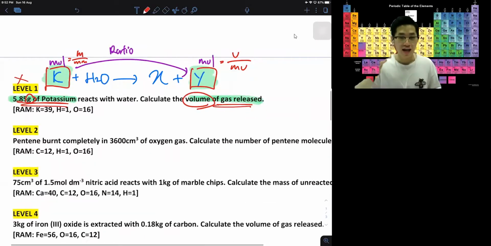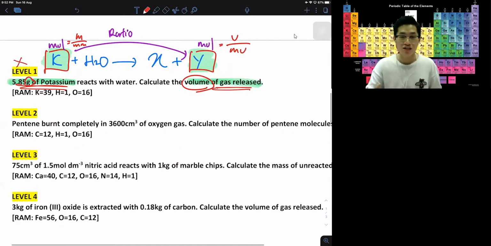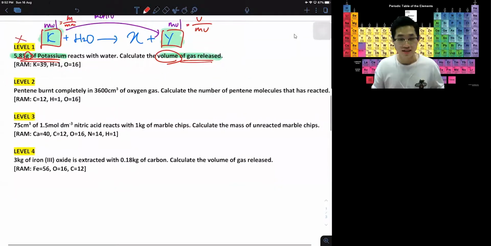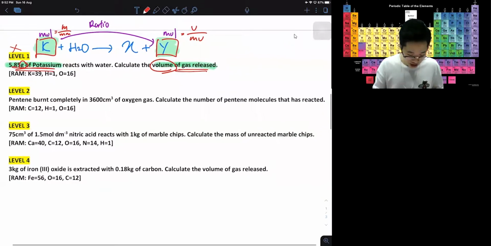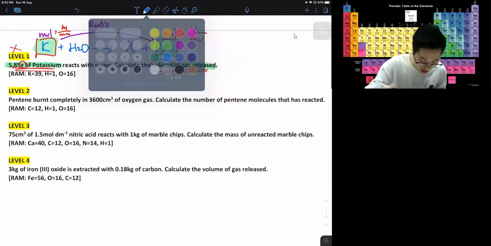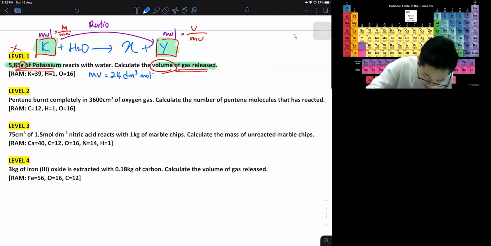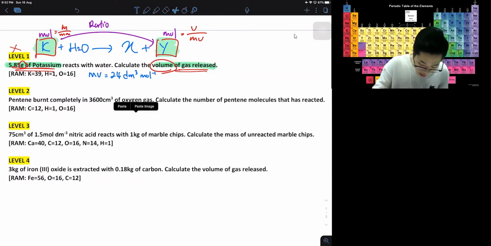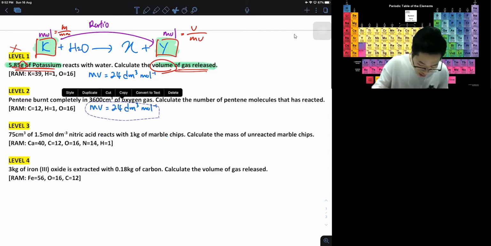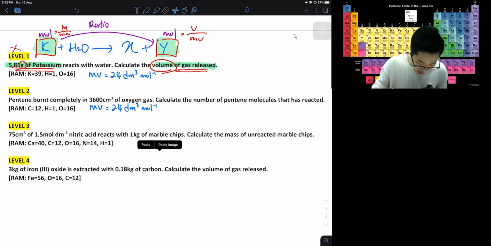Very straightforward. And then the questions will become harder. Level 2, level 3, level 4. Okay, before I let you screenshot the questions, I want to add something in. Molar volume is equal to 24 dm cube per mole. This one is also the same. Number of molecules are here. Calculate the mass of unreacted, volume of gas release.